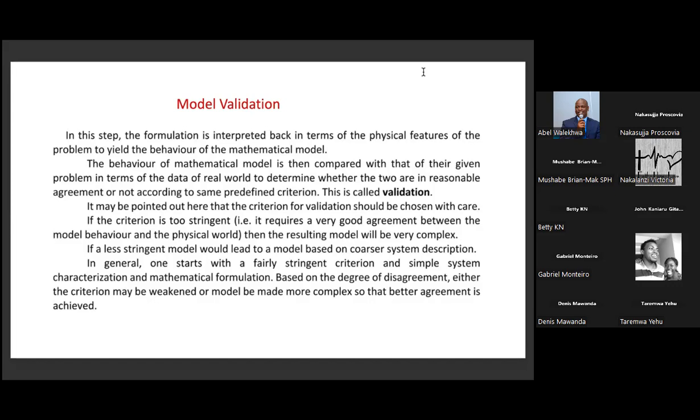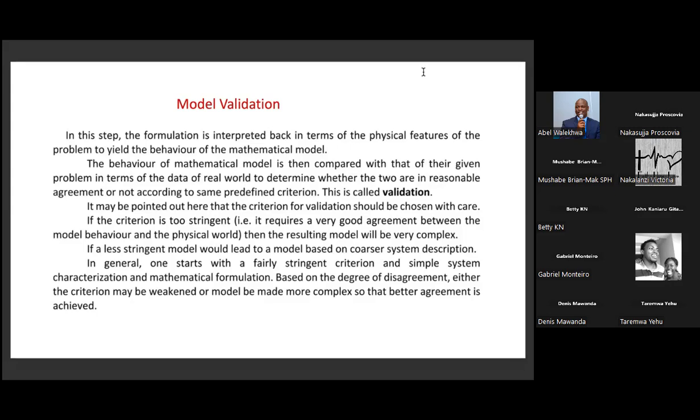So the behavior of a mathematical model is then compared with that of the given problem in terms of the data of the real world to determine whether the two are in reasonable agreement or not, according to some predefined criteria. And this is what we call validation. And you need to know that the criteria for validation should be chosen with care. It depends on the data you're using, it depends on what you're doing.